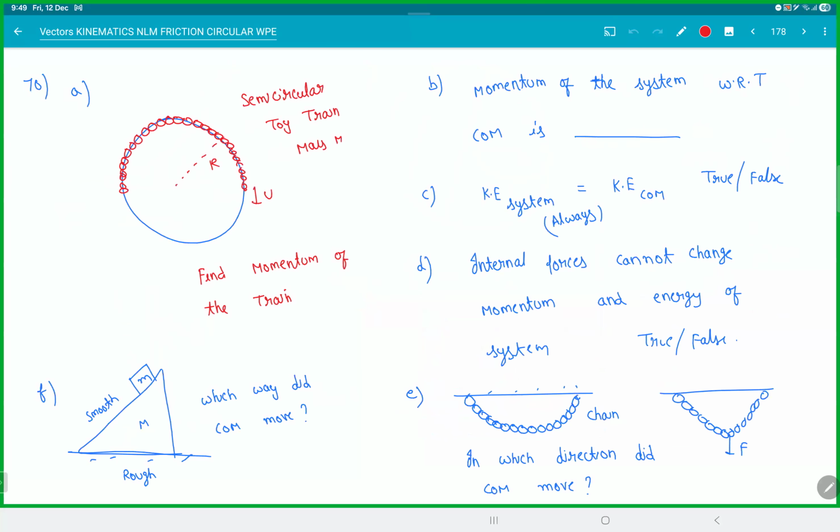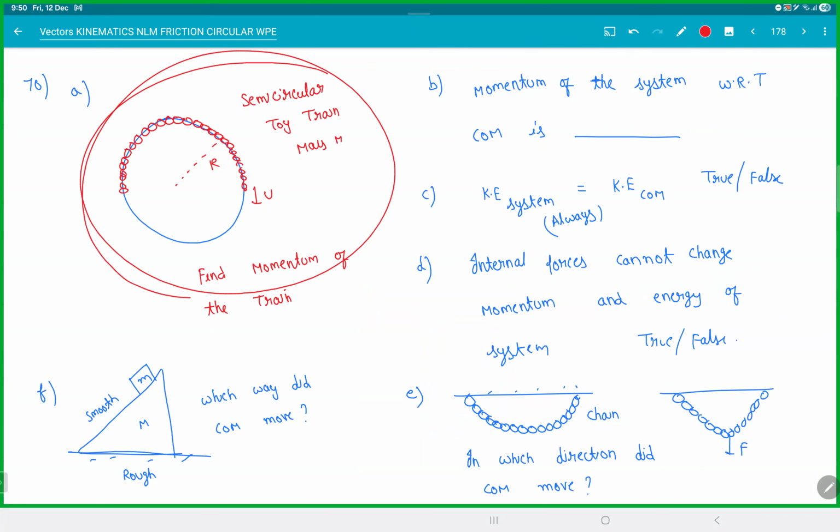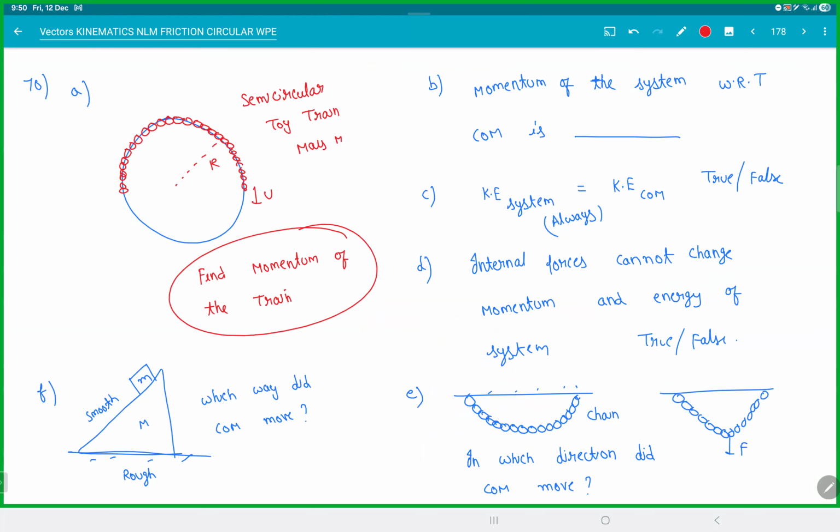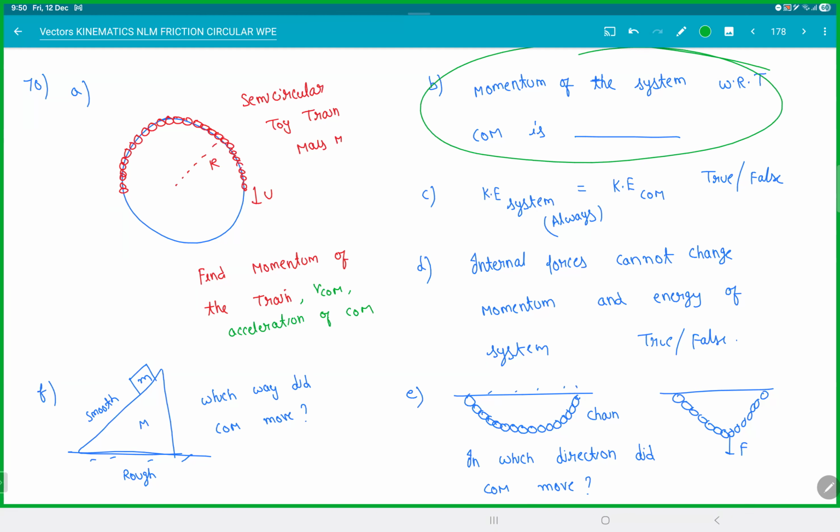We have 5 questions here. We have a semicircular toy train going with speed u in a circle of radius r. Find the momentum of the train. I can even ask you more questions. Find velocity of center of mass of the train. Find acceleration of center of mass. Momentum of the system with respect to center of mass is how much?